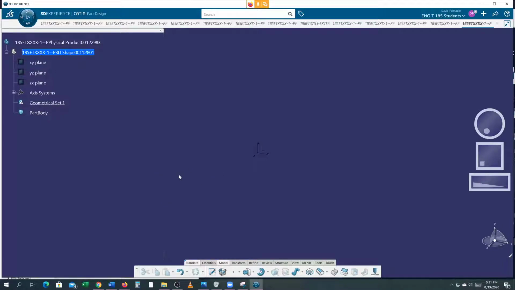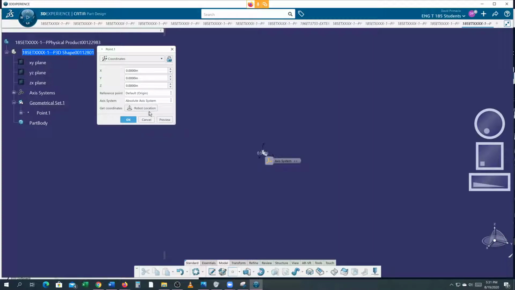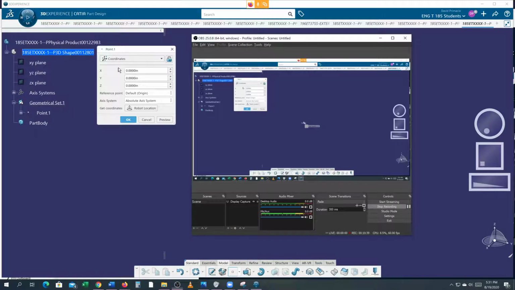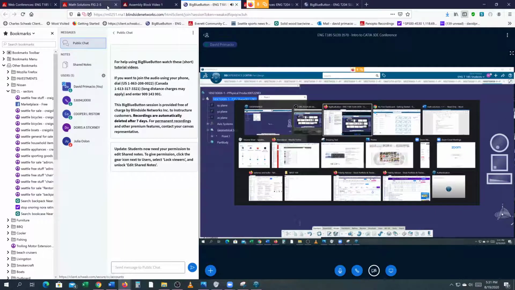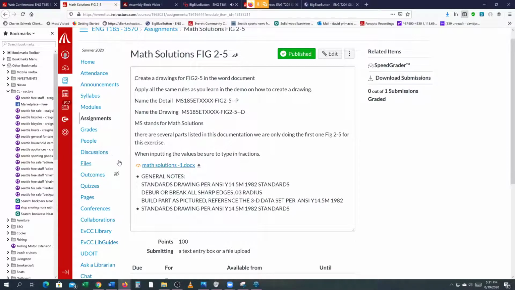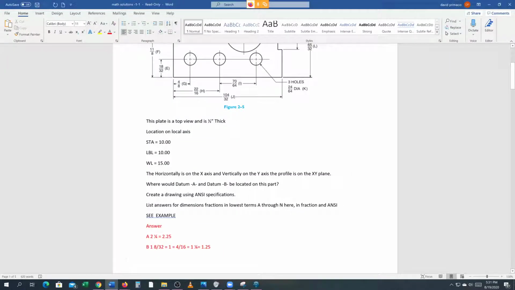Once you get a new part up, what you can do here is go right to the point command and build the point in your XYZ coordinates. X represents station. So if we take a look at what my callout was, oh, it's in the Word doc, isn't it? It says station is at 10, left buttock line is at 10, and water line is at 15.